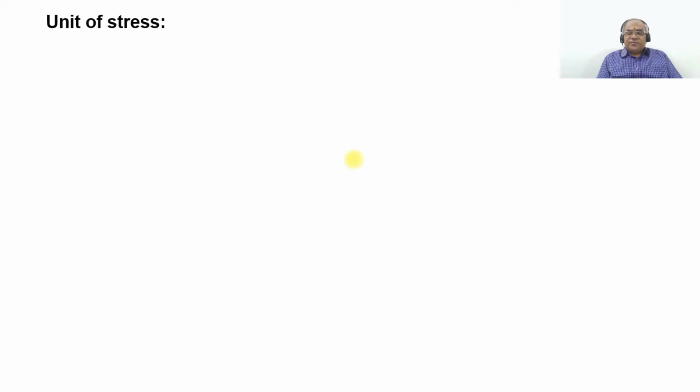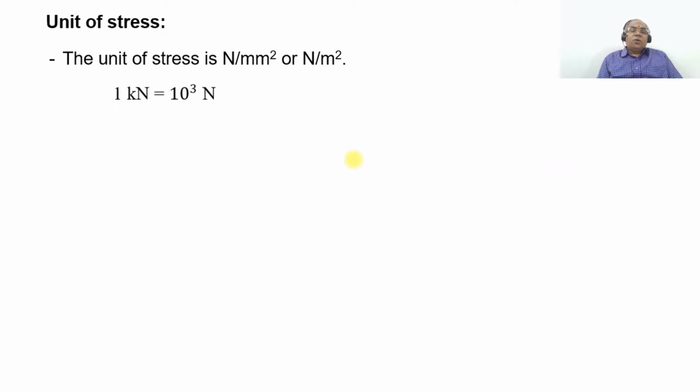What is the unit of stress? The unit of stress is Newton per mm square, basically because the applied force is in Newton and the cross-sectional area is in mm square. If you are evaluating using meters, then it will be Newton per meter square. So we are going to have some conversion factors.